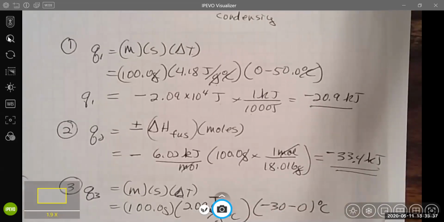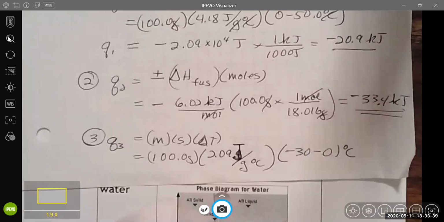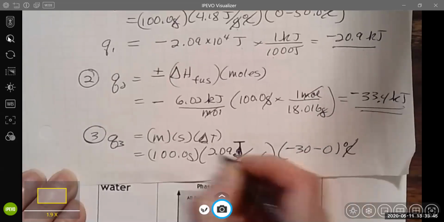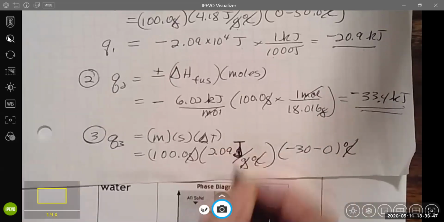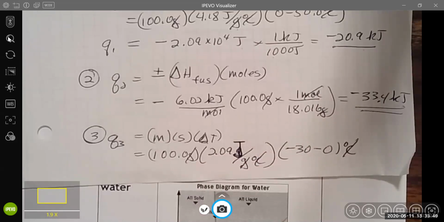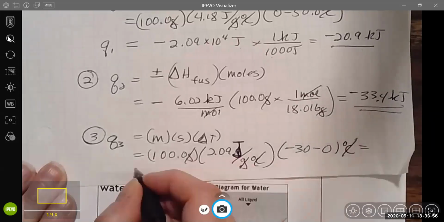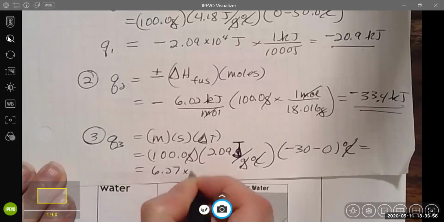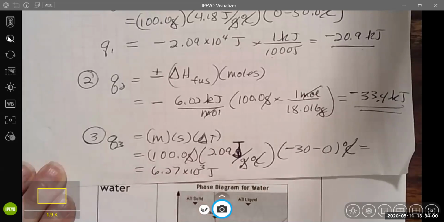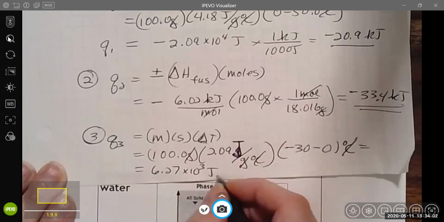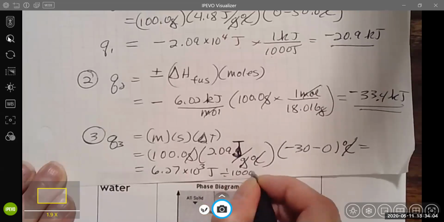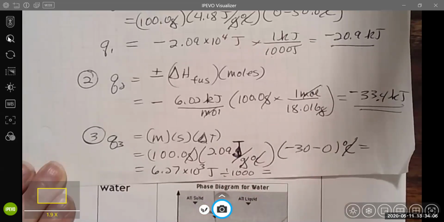Okay, bring that up so you can see it better. Okay, so we do that. The Celsius will cancel, the grams will cancel, and I'll be at joules. And that is 6.27 times 10 to the third joules. Got to divide by 1,000 to convert to kilojoules like I did in the previous step.